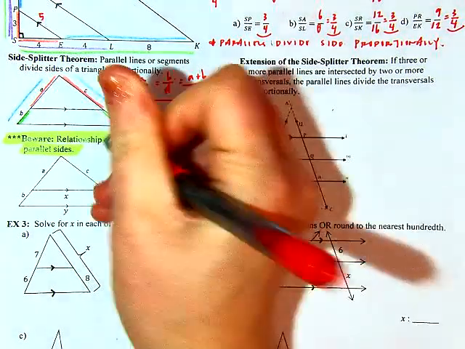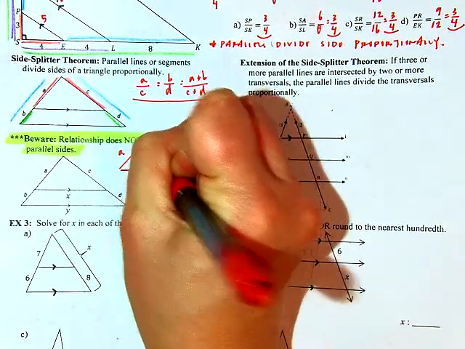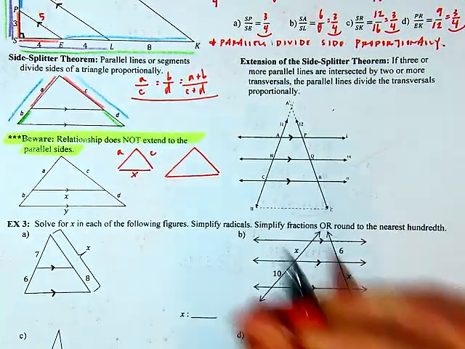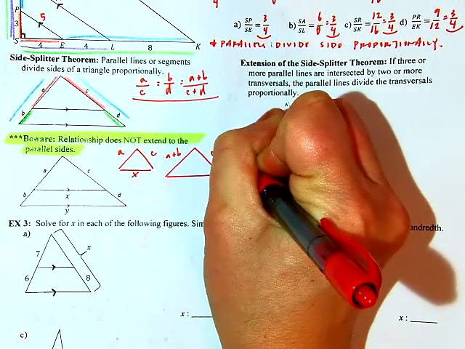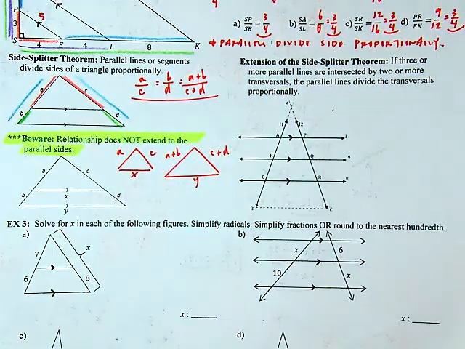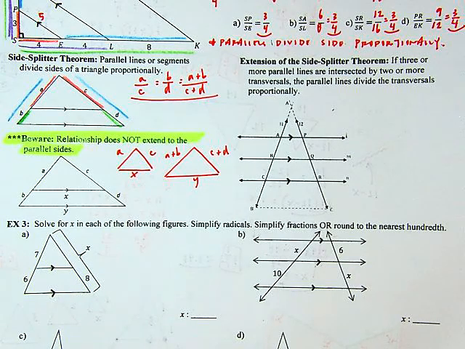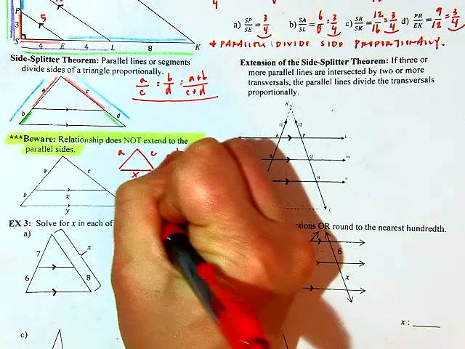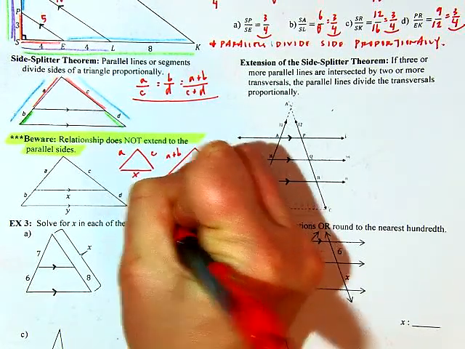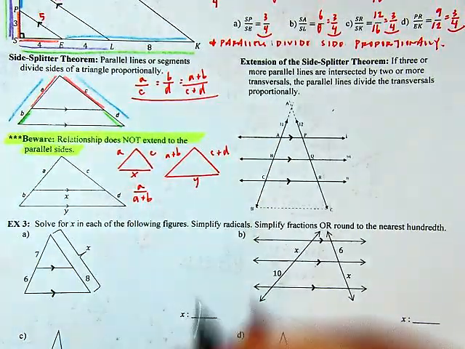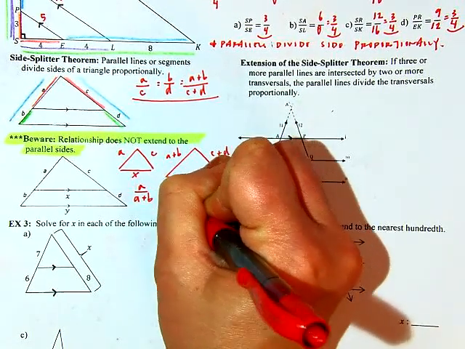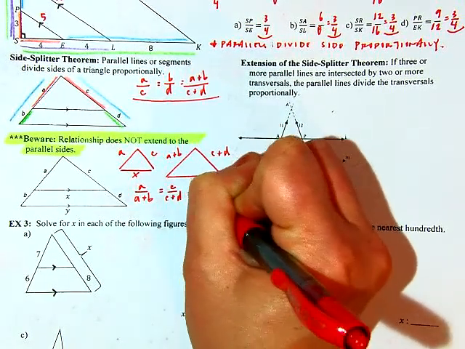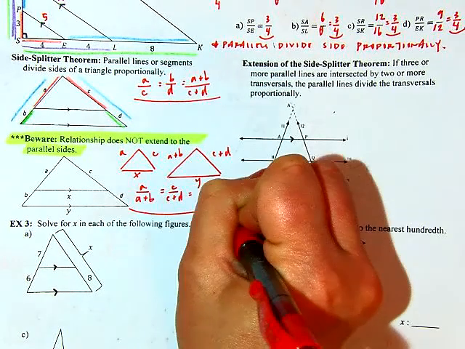For the small one, here is A, here is C, here is X. And for the big one, this is A plus B, this is C plus D, and this is Y. So if I want to solve for X or Y, I would have to build off of A is to A plus B, right? A full side of a triangle. Just as C is to C plus D, just as X is to Y.